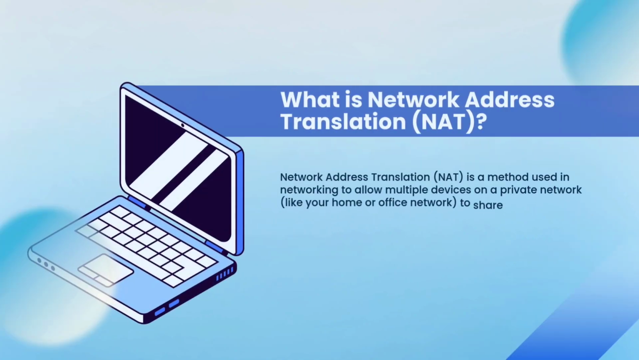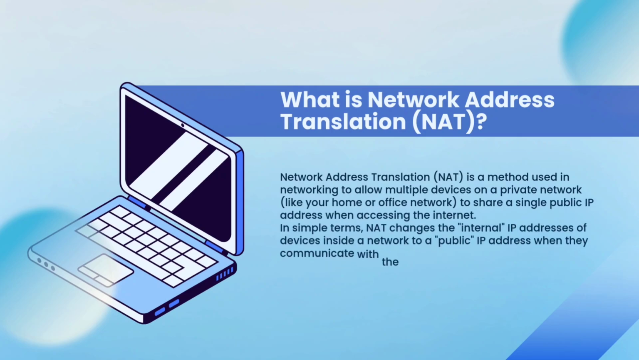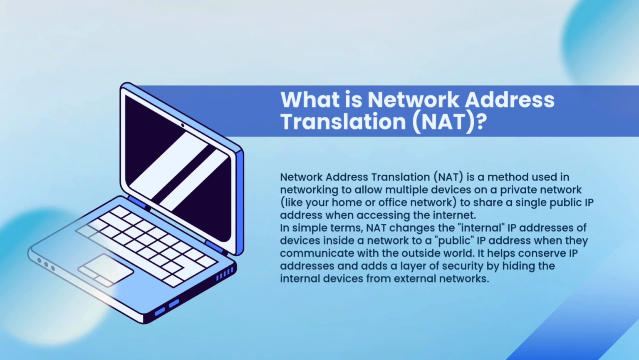NAT represents Network Address Translation, which is a method used in networking to allow multiple devices on a private network to share a single public IP address when accessing the Internet. In simple terms, NAT changes the internal IP address of a device inside a network to a public IP address when they communicate with the outside world. It helps conserve IP addresses and adds a layer of security by hiding the internal devices from external networks.